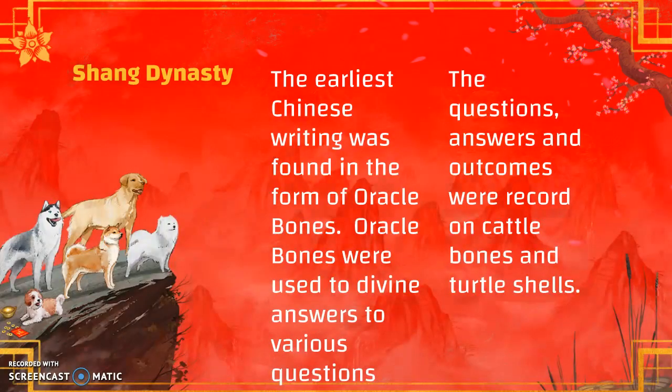Now, we know that the Han Dynasty didn't invent writing for the Chinese. The earliest writing was found in the form of oracle bones. If you have been paying attention in your social studies class, you'll remember that oracle bones were considered to be divine answers to various questions. So the questions, answers, and outcomes were all recorded on these bones or turtle shells, like you're going to see on the next slide.